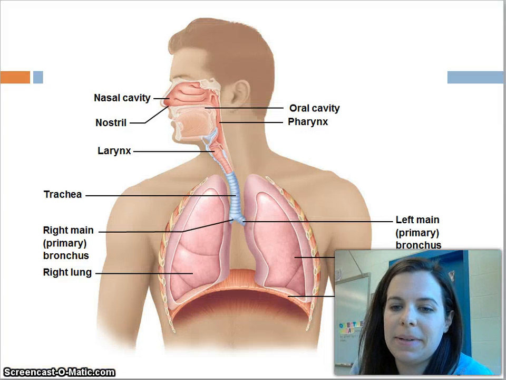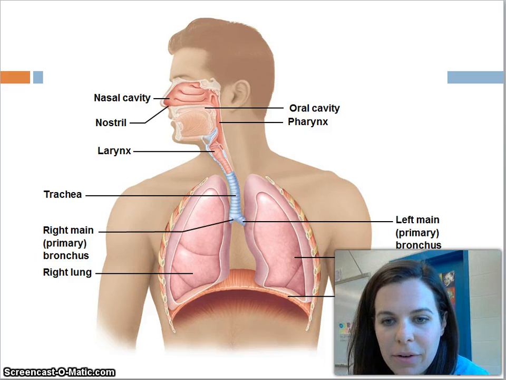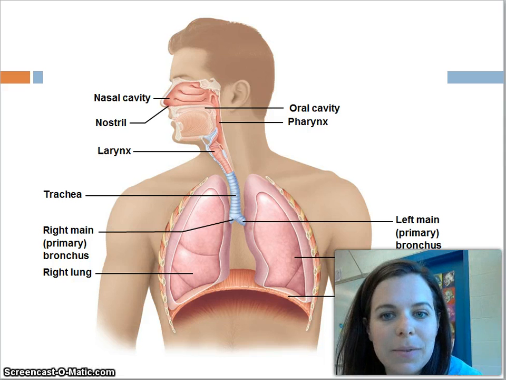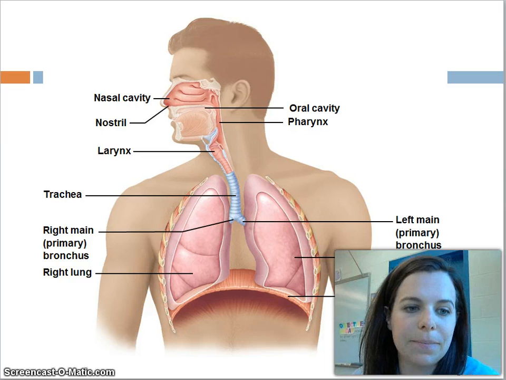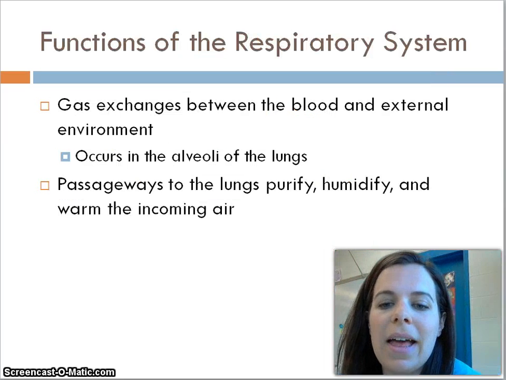The respiratory system is actually pretty simple. Air enters through your nose or your mouth, travels down your trachea, and ends up in your lungs. So we're going to talk first about the different structures that you see in the respiratory system. Before we do that, here are some functions.